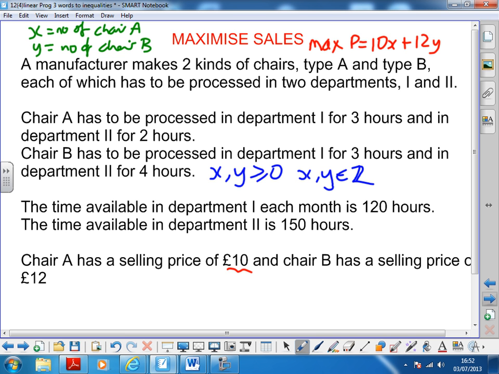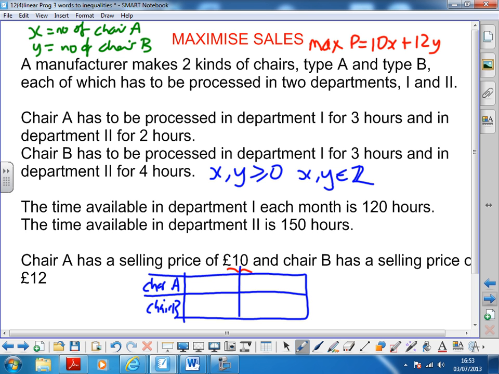Okay. Wow. It's a lot of writing, isn't it? Yes, huge amount of writing. Can we make a table? The table was helpful, wasn't it? It was. Okay, let's make a table. So we've got chair A and chair B. And we've got department 1 and department 2.